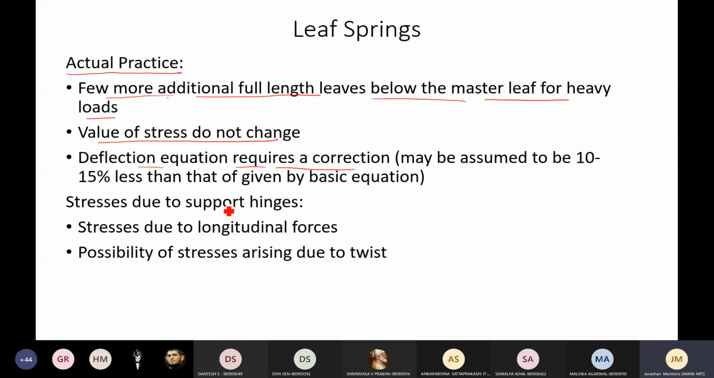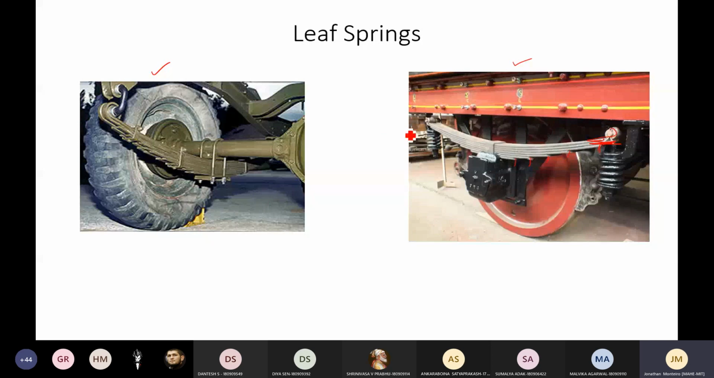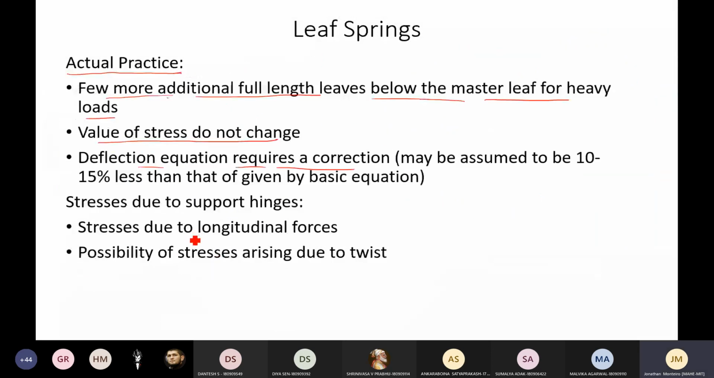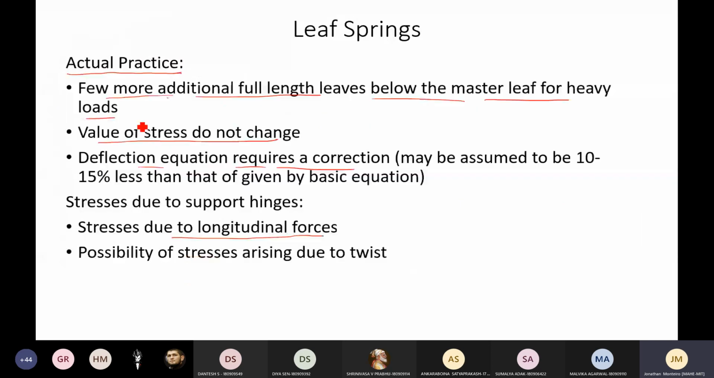Some of the stresses are due to support hinges. Where are the support hinges? We will go back here. So this is the support hinge which we are talking about. Here this is the pin that we were talking about. These are the support hinges that are connected to the chassis. So there are stresses also due to these supports. What are those? Due to longitudinal forces, that is front and back. The vehicle is moving and there is a motion like this. So there is a stress due to this longitudinal motion, and possibility of stresses arising due to twist.